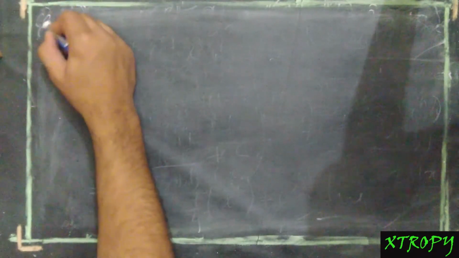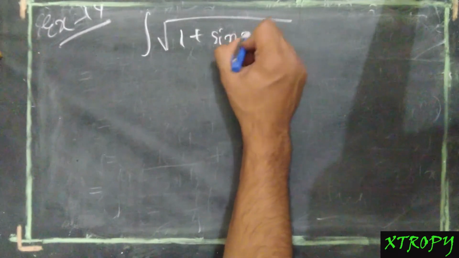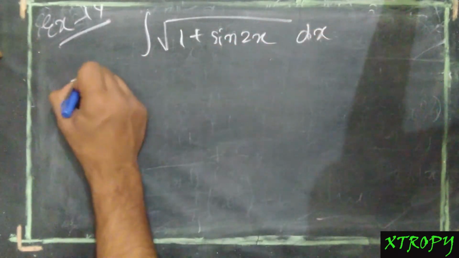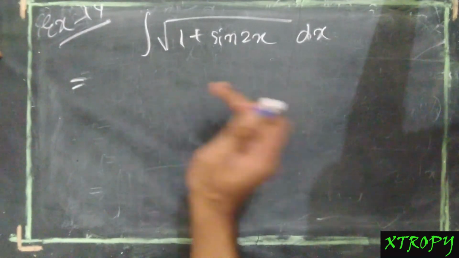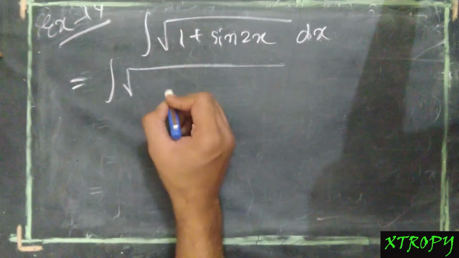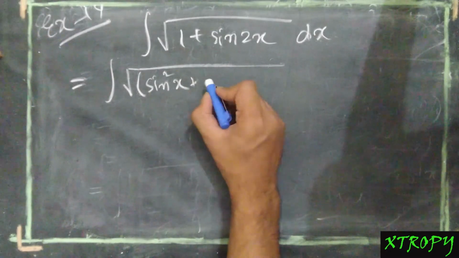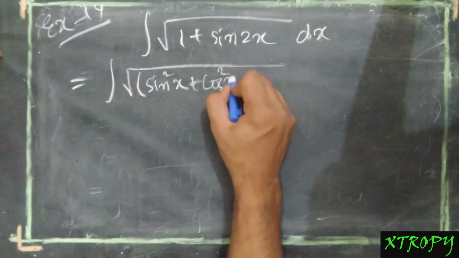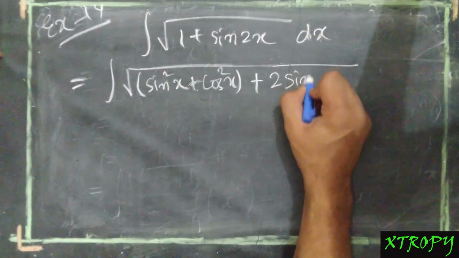We have come a long way and it's time for example number 14. Example number 14 asks us to evaluate root over 1 plus sine 2x dx. If you know the identities of trigonometry, this sum is very easy for you. If you don't know, then learn the identity I tell you now. You can rewrite 1 as sine square x plus cos square x, right? And you can write sine 2x as 2 sine x cos x.